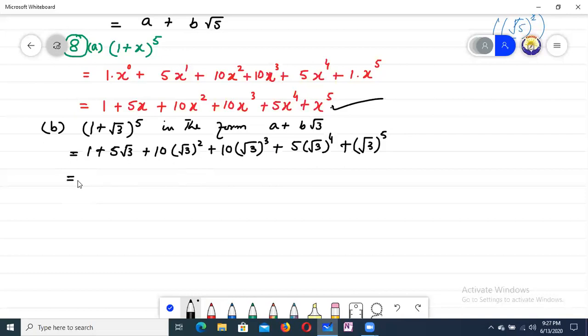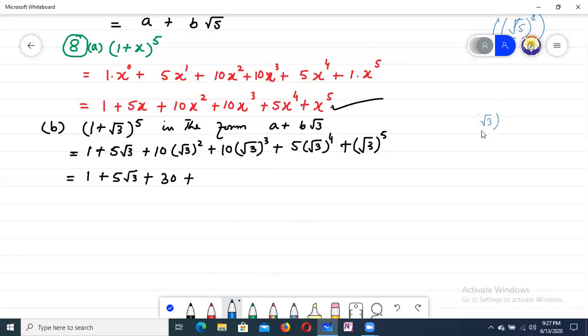Now we'll simplify. 1 plus 5 square root 3 plus here square root 3 square. Square cancels with square root, 10 threes are 30. Plus here will be square root 3 cube. Square root 3 square into square root of 3. That square cancels with square root, and only one square root 3 will be there. That will be like this. You can see here.